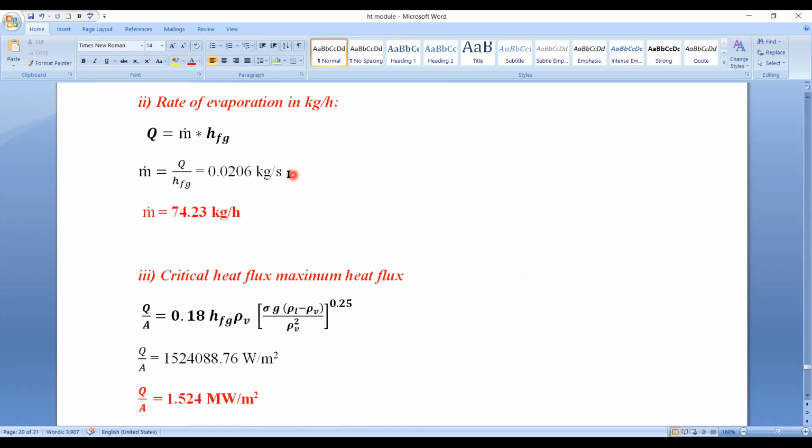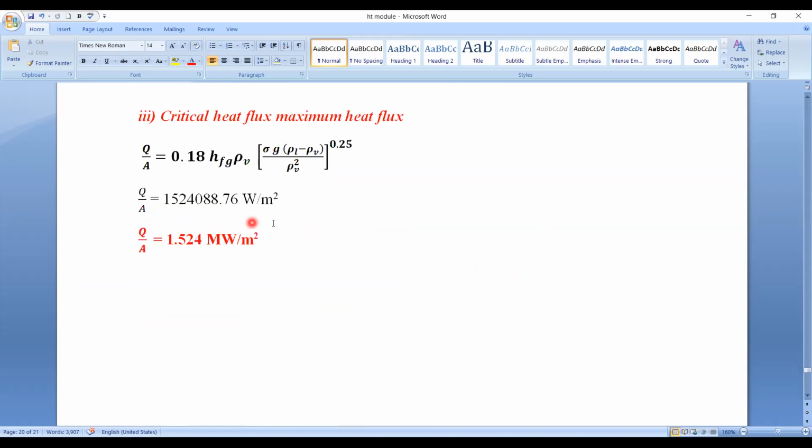So he has asked for the value in terms of kg per hour. Just multiply this by 3600. You will get m dot equals 74.23 kg per hour. Fine. The last bit of the problem, critical heat flux or the maximum heat flux. The critical heat flux is also known as the maximum heat flux.